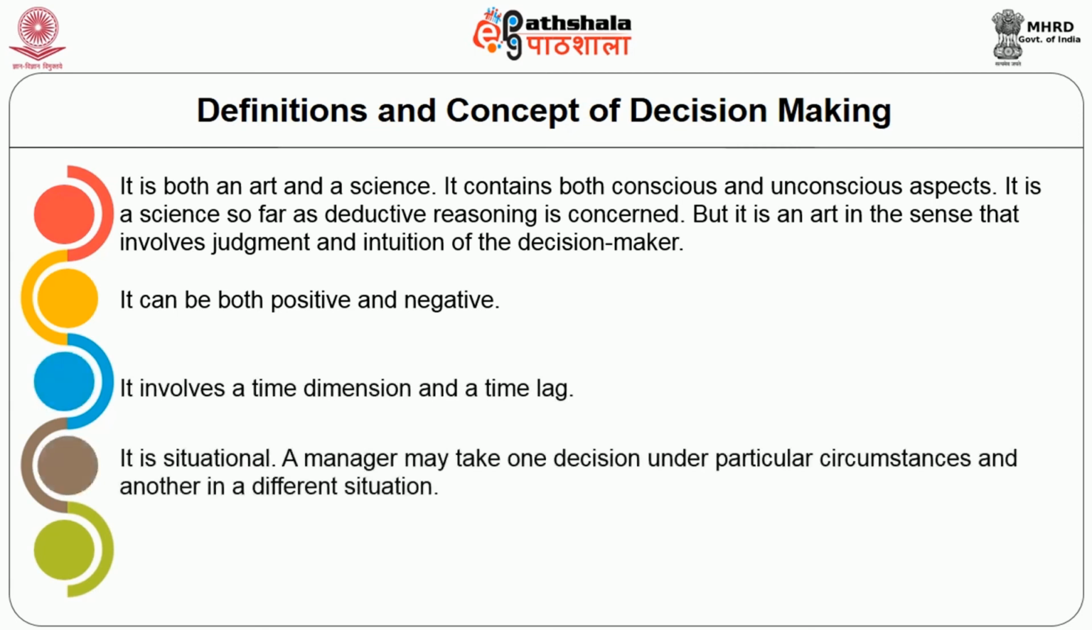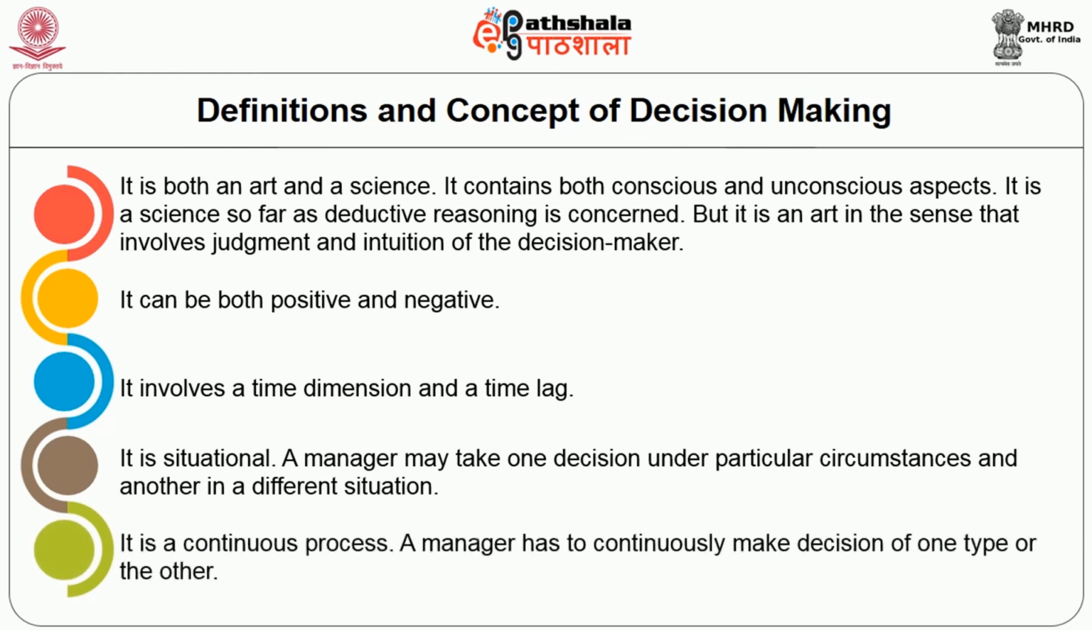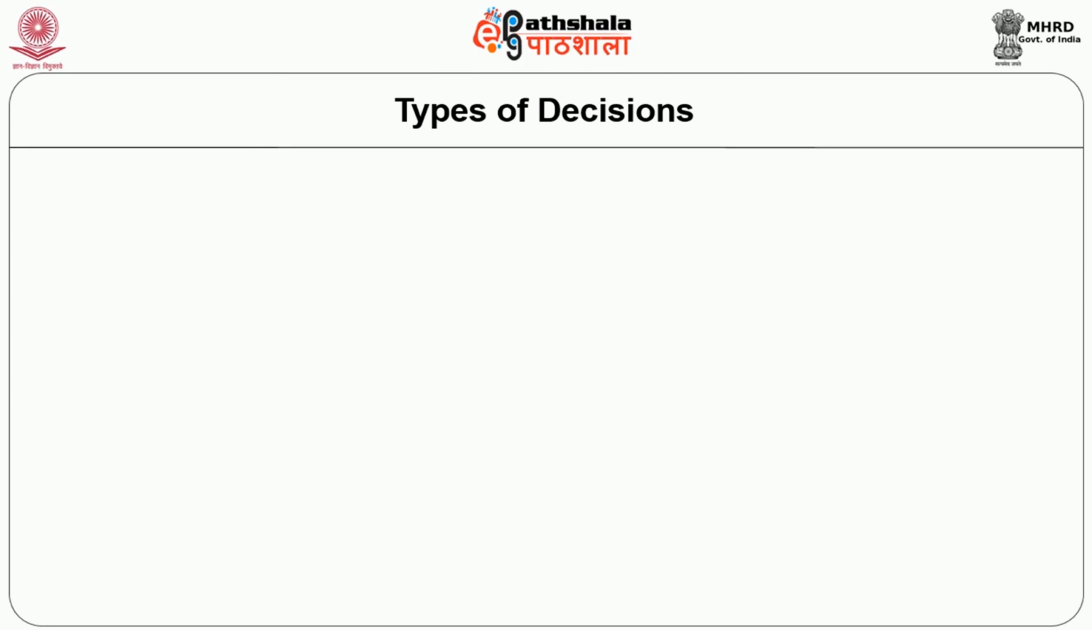Sometimes decision making is situational. A manager might take one decision under particular circumstances and another in a different situation. So, decision making is a continuous process, and a manager has to continuously take decisions of one type or another. Now, you need to learn about the different types of decision making so that you will know which type of decision will enable you to take an appropriate decision.